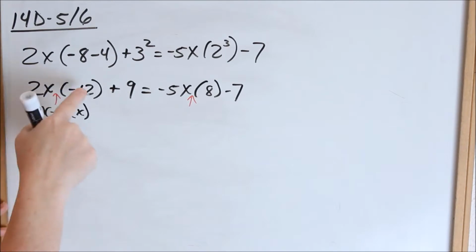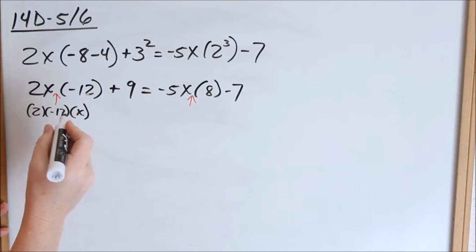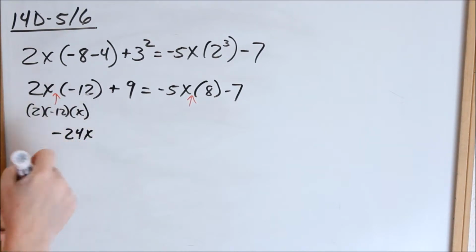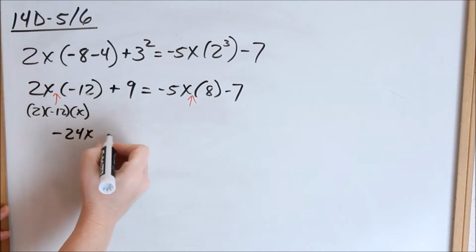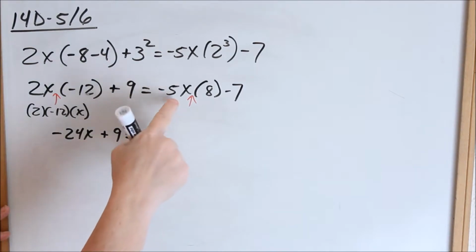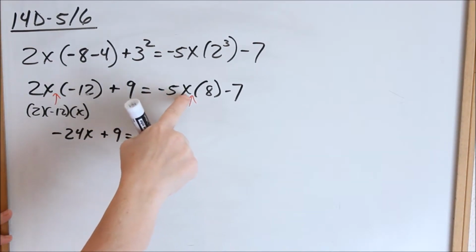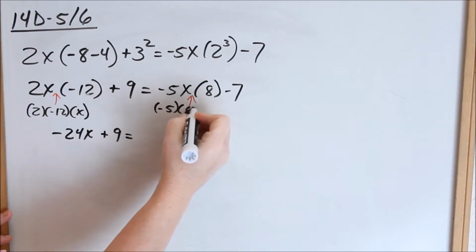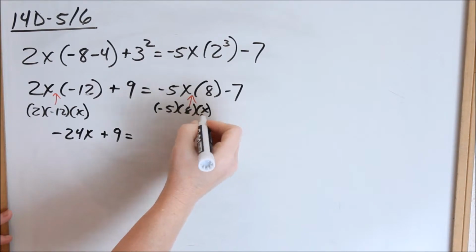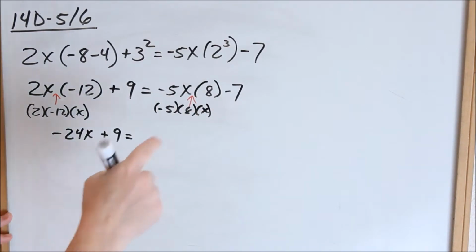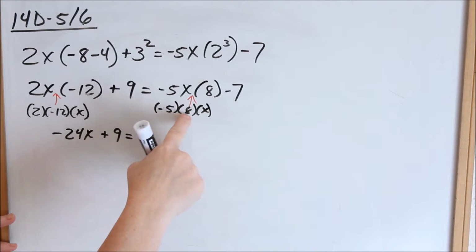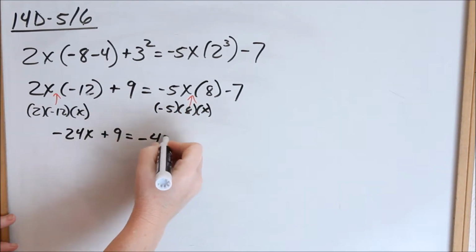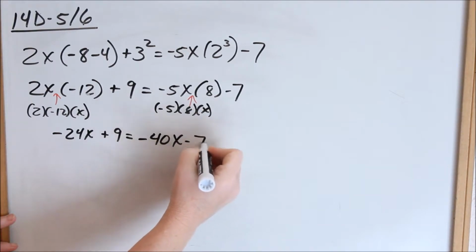That's why you multiply your numbers together. So this is a positive 2 times a negative 12. A positive times a negative is a negative. And 2 times 12, 24, and then you still have the x. You're multiplying these numbers together. Plus 9 equals, literally this means negative 5 times x times 8. I can move them around if I want. Negative 5 times 8 times x because of the commutative property. So multiply your numbers together. Negative 5 times 8. A negative times a positive is a negative, and 5 times 8, 40, and then you still have your x, minus 7.